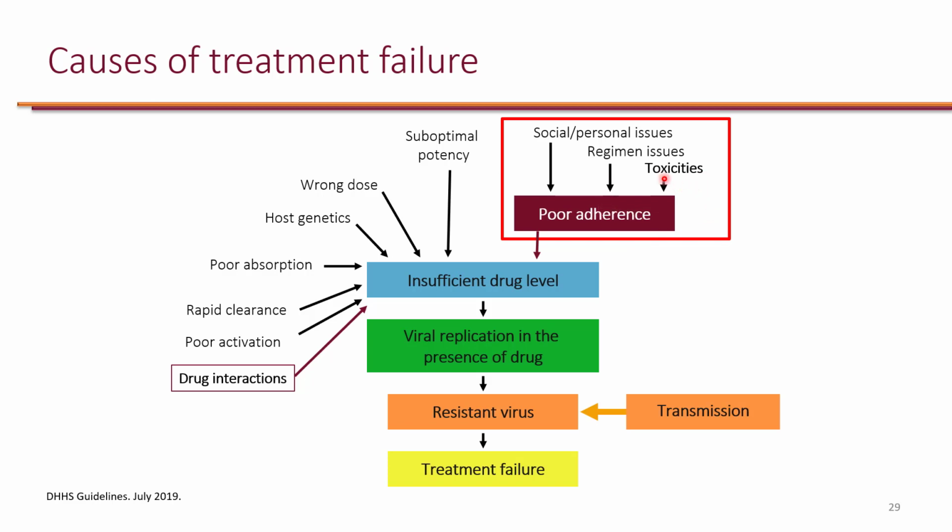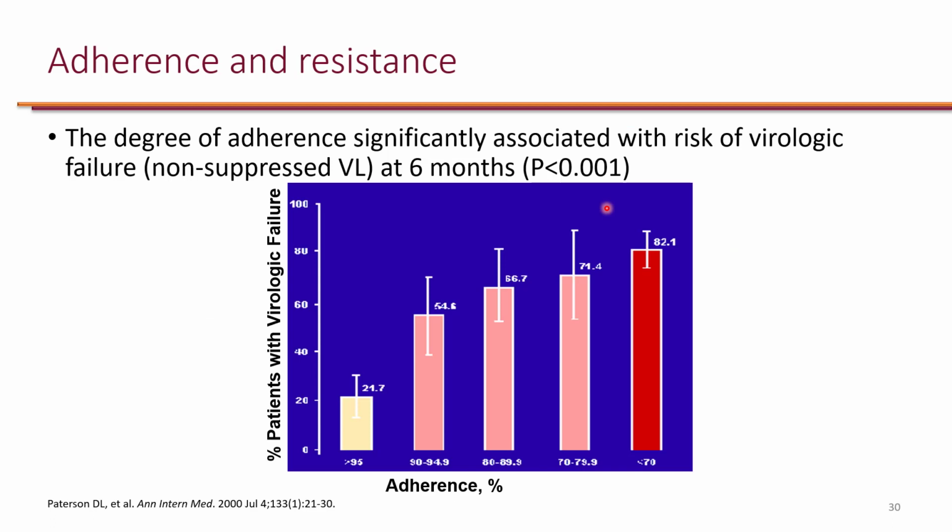And of course, toxicity. So sometimes, although most regimens nowadays are well tolerated, occasionally if somebody has some toxicities or some adverse effects of the drug, they could actually stop taking it. For example, if somebody starts to have a rash or nausea, that could be a reason for people to stop taking their drugs. And adherence is extremely important.